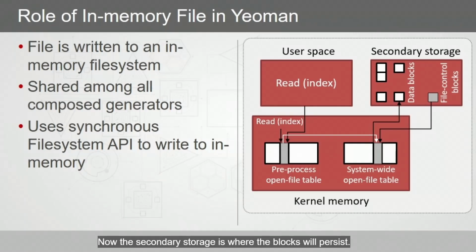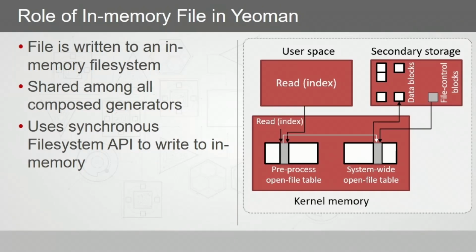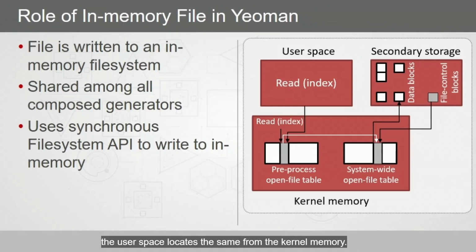Now the secondary storage is where the blocks will persist. The kernel memory takes the responsibility of managing conflicts by maintaining pre-processed open data with the system-wide file table. So whenever there's a read, the user space locates the same from the kernel memory using the index, and the index finally ends in the secondary storage to pick the data.